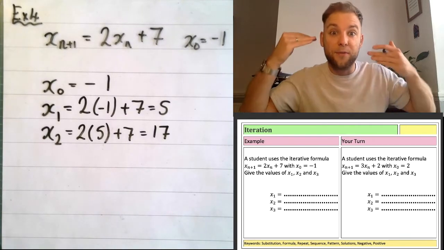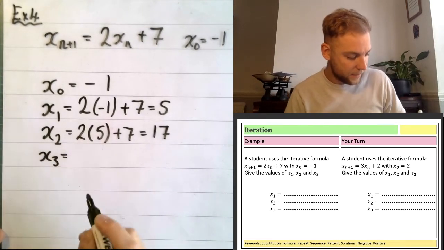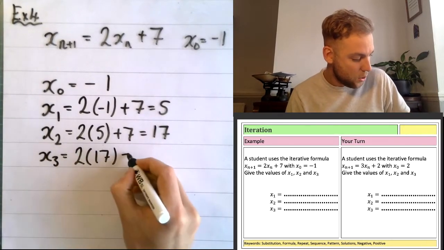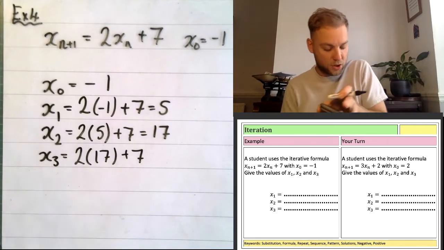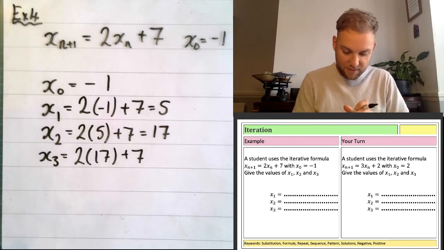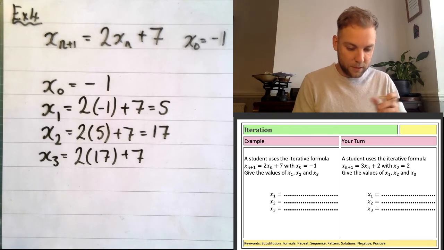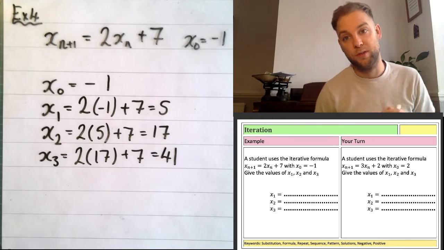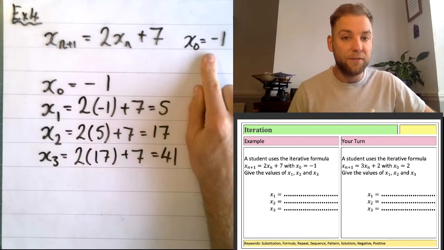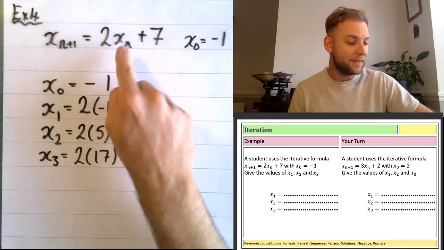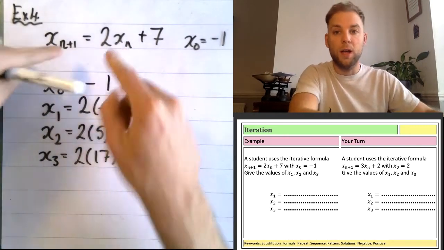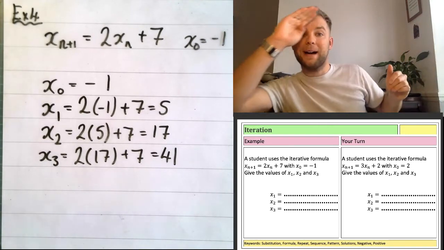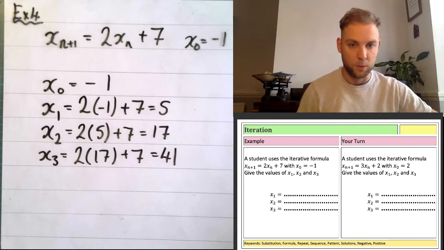And then to work out x of 3, it's equal to 2 times my previous term, which in this case is 17, plus 7. So 2 times 17 plus 7 is equal to 41. So then I've worked out those 3 terms. They always give you a starting term. And then remember, x of n and x of n plus 1 means that it's my previous term used to work out my next term. That's what's really important with this one.